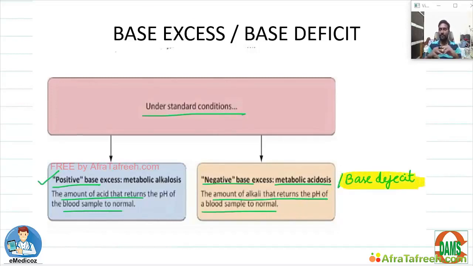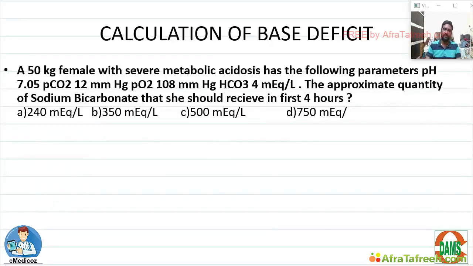Generally for most of the metabolic alkalosis, if you treat the underlying condition or if you give saline, there is no need to add any acid to bring back the pH to normal. Whereas in metabolic acidosis, in a few conditions, even if you treat the underlying condition, the pH may not come back to normal. In such cases, addition of base might be required. So this phenomenon is base deficit. Base deficit is nothing but the amount of base that should be added to return the pH of blood sample to normal.